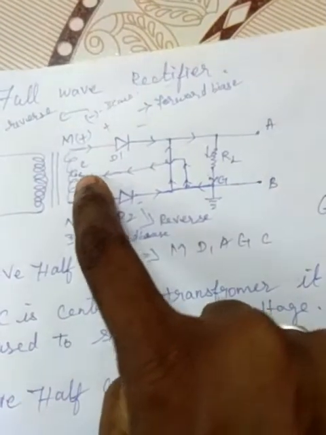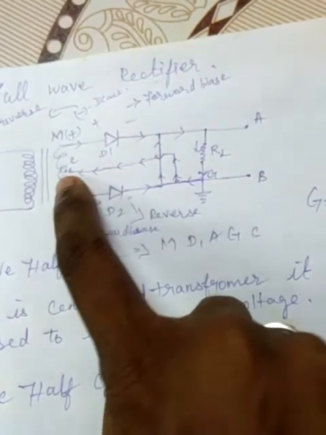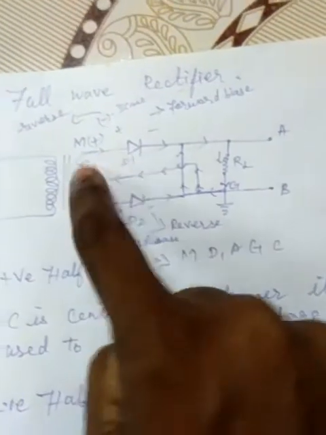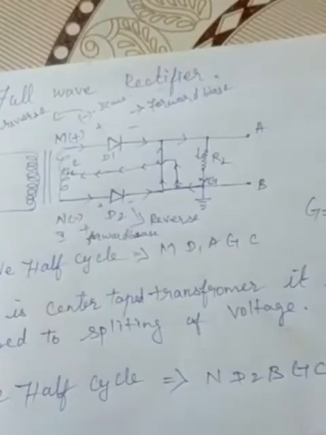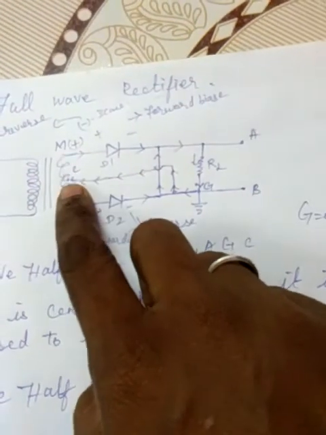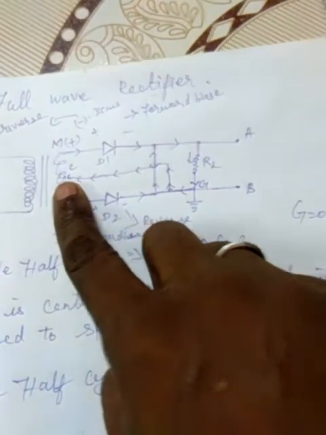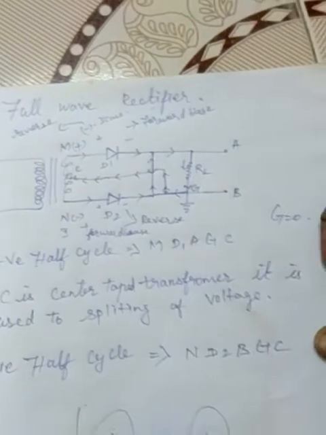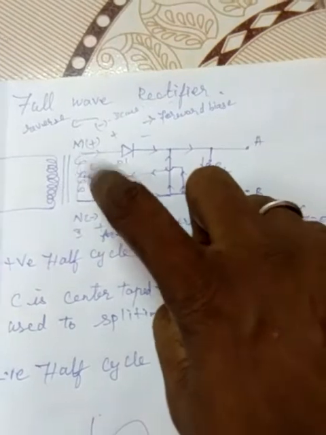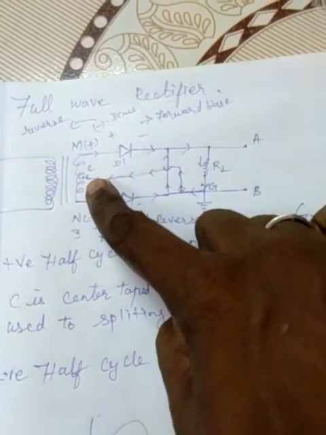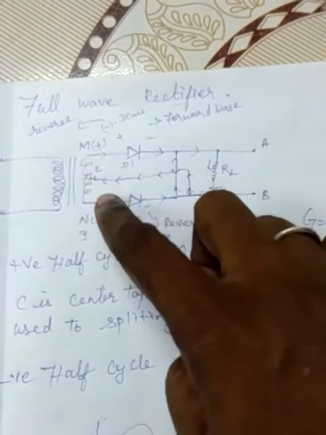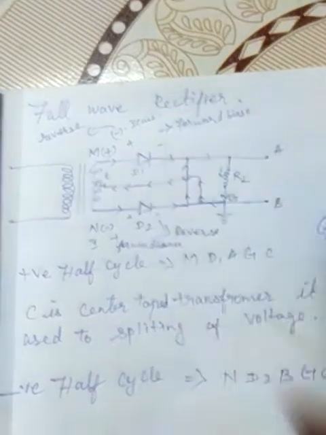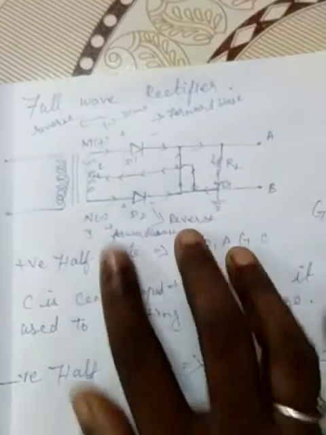Okay, so next here the center of the wire is connected to that C. So the C is what? The center tapped transformer. Okay. So what is this C doing? The C is splitting the current. Okay, so that's why we are using it.